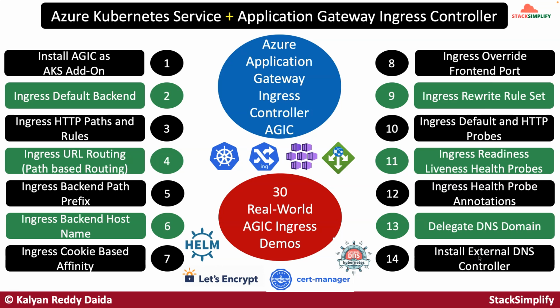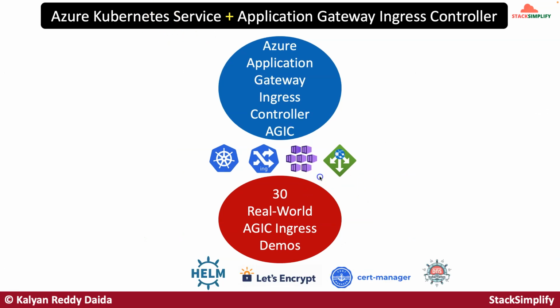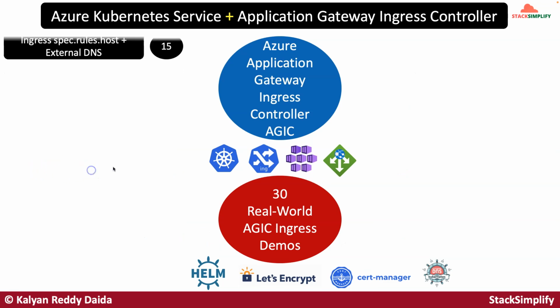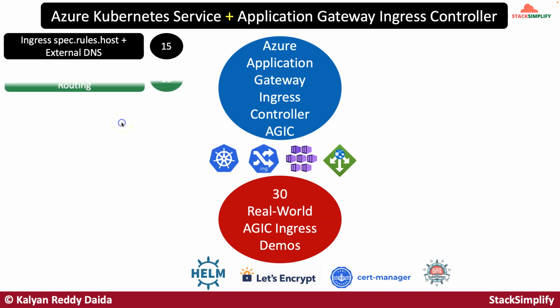And from there, we'll go ahead and then install external DNS controller on our Azure Kubernetes service cluster. And once we install the external DNS controller, we'll move on and implement a basic external DNS related demo. So in Ingress, we are going to define that using spec.rules.host, and with that, we are going to implement that demo. And once that is done, we are going to implement Ingress domain name routing demo.